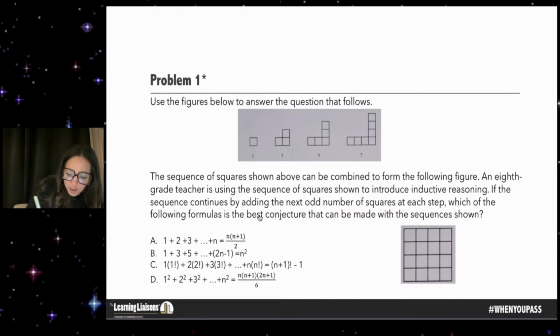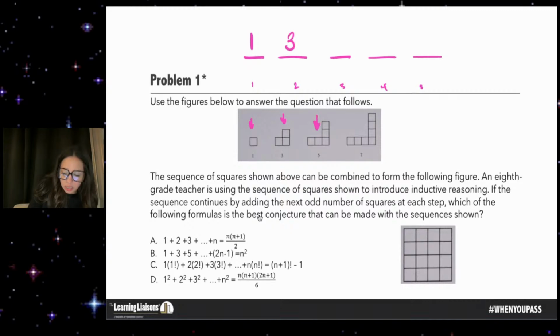So our first sequence has 1 square. We're going to put how many squares are in each slot. So this is slot number 1, 2, 3, 4, 5. In the first slot, there's 1 square. In the second slot, there's 3 squares. In the third slot, there's 5 squares. In the fourth slot, there's 7 squares. And really all we're doing is adding a square on top and to the side each time, right?